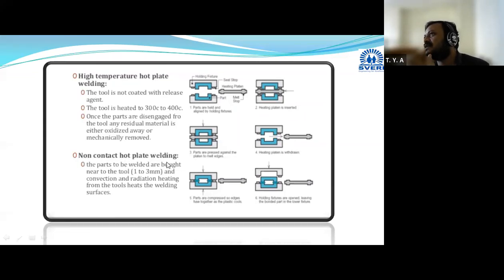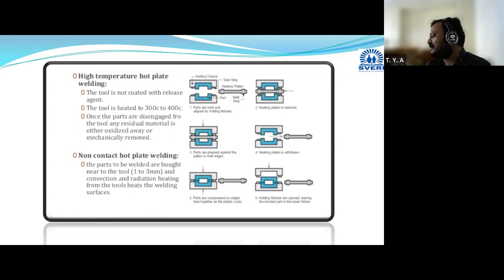Now, what is the difference between contact and non-contact hot plate welding? In contact hot plate welding, between the heated tool and the plastic material we are going to join, direct contact will be there. That's why it is termed contact hot plate welding. And in non-contact hot plate welding, between the heating element and your substrate or plastic material, there will be no direct contact. Some distance will be there, ranging from 1 millimeter to 3 millimeter.